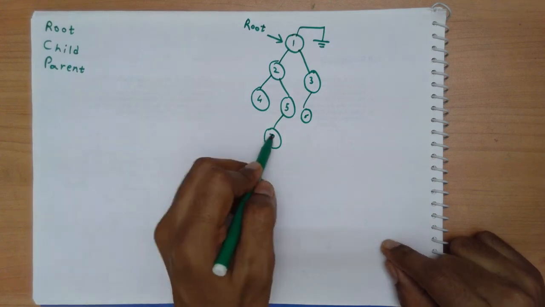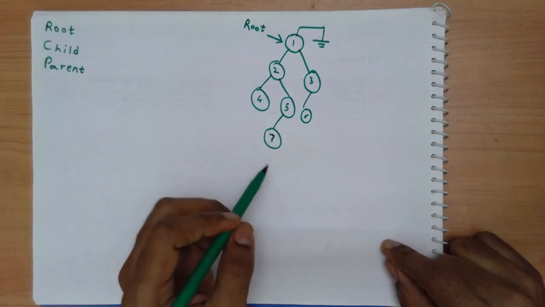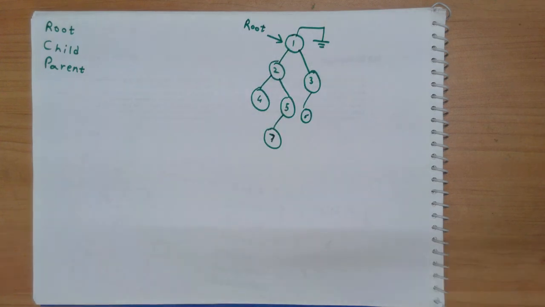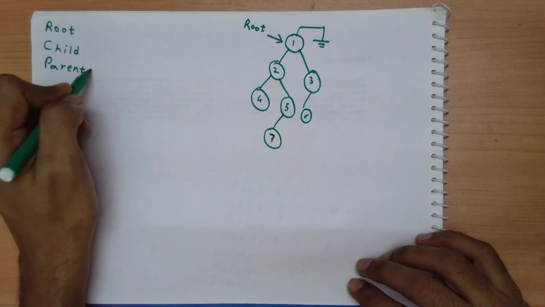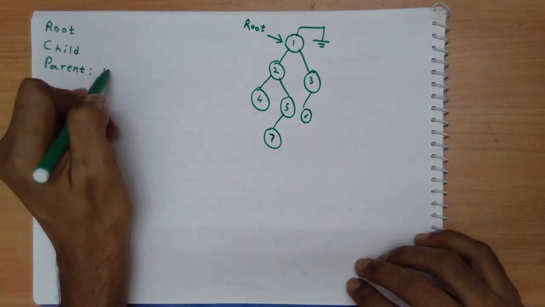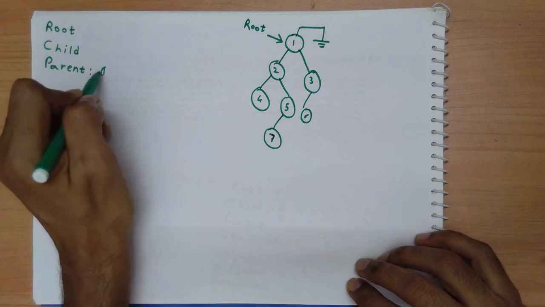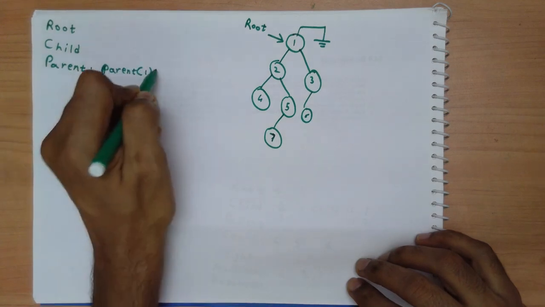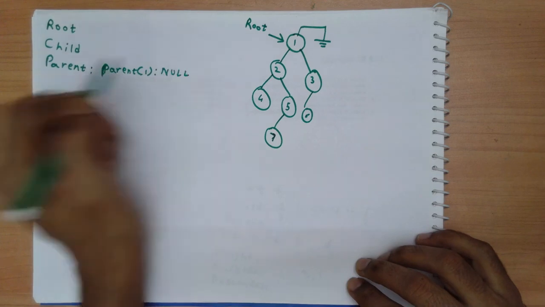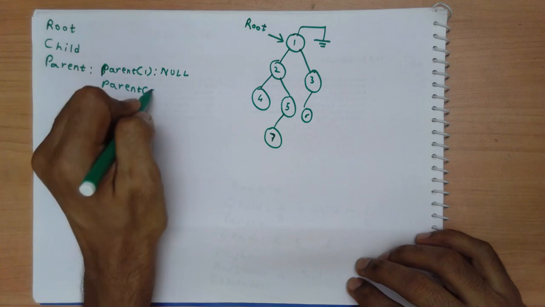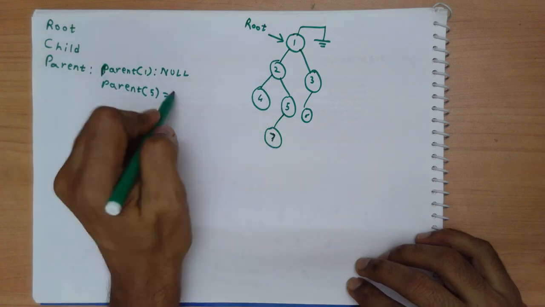In this case, 1 is the root node, so for 1 there is no parent. Let's list the parent relationship. Given node 1, if I talk about the parent function, parent of 1 is null. Similarly, parent of 5 is 2.